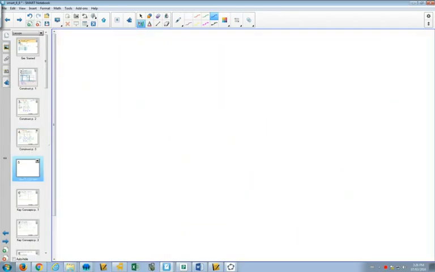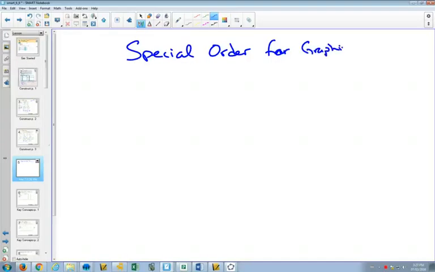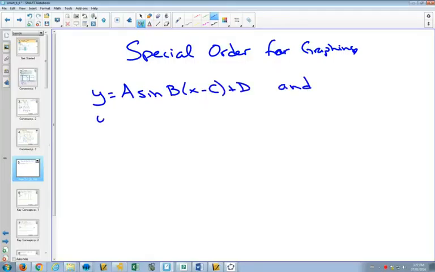Now at the top of page 531, what I'd like you to write down is we're going to learn a special order for graphing both y equals a sine b x minus c plus d and y equals a cos b x minus c plus d. So if you had all of the transformations, what we've learned in the past is you would go from left to right.